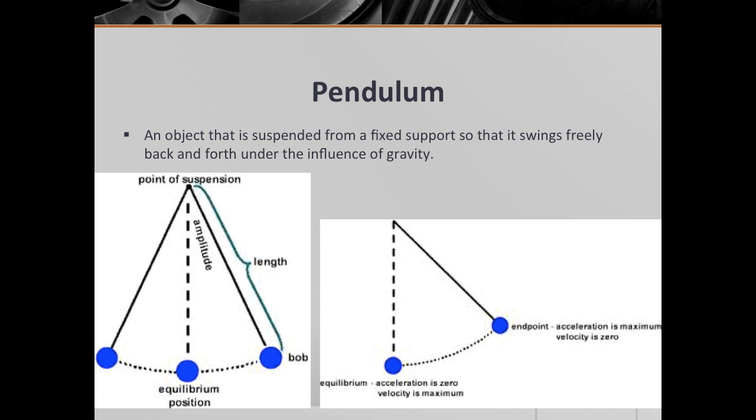A pendulum is an object that is suspended from a fixed support so that it swings freely back and forth under the influence of gravity. These are a couple of diagrams to show you what a pendulum looks like. If you've ever seen a grandfather clock, then you've seen a pendulum as it swings back and forth calculating the seconds.